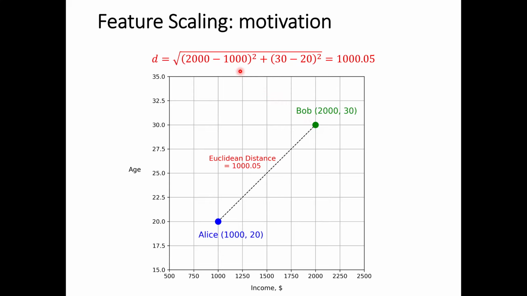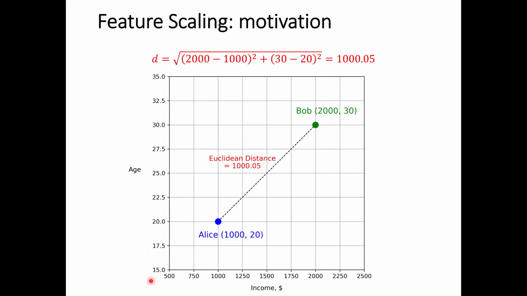To do this, we subtract Alice's income from Bob's income and square the result. Then subtract Alice's age from Bob's age and square that as well. Next, we add the 2 squared values and take the square root. We get a distance equal to 1000.05. On the plot, we have shown this distance using axes with different scales.